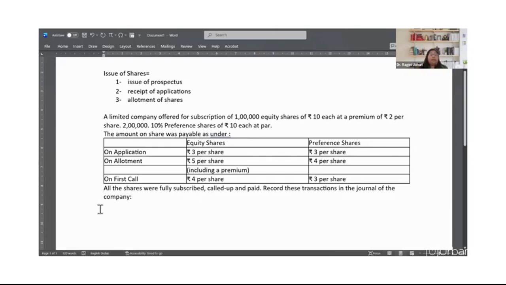Before I proceed, let me quickly give you the meaning of fully subscribed, called up and paid. Fully subscribed means all the shares which the company had issued have been bought by the shareholders. Called up means the money against each installment has been called by the company. Paid up means the shareholders have also made the payment against all the calls. Now we start with the solution.